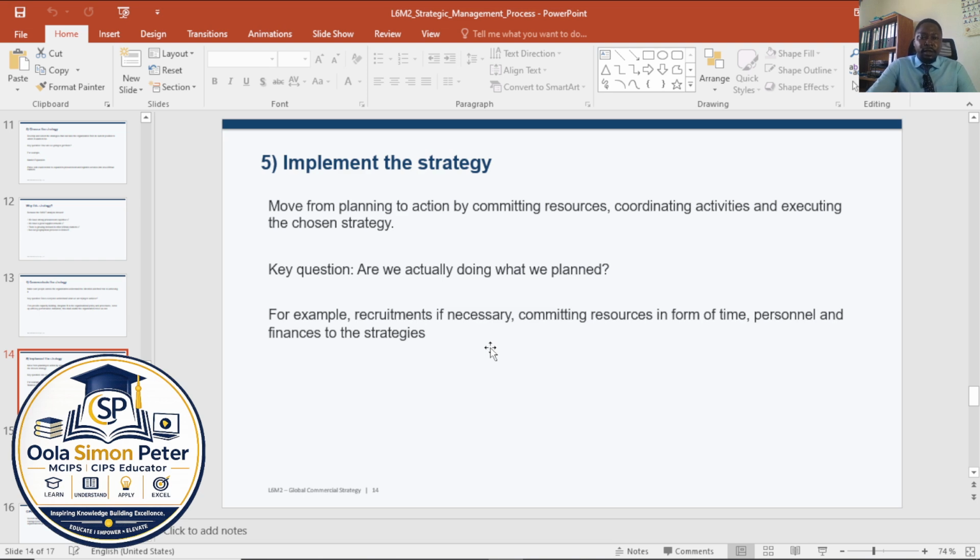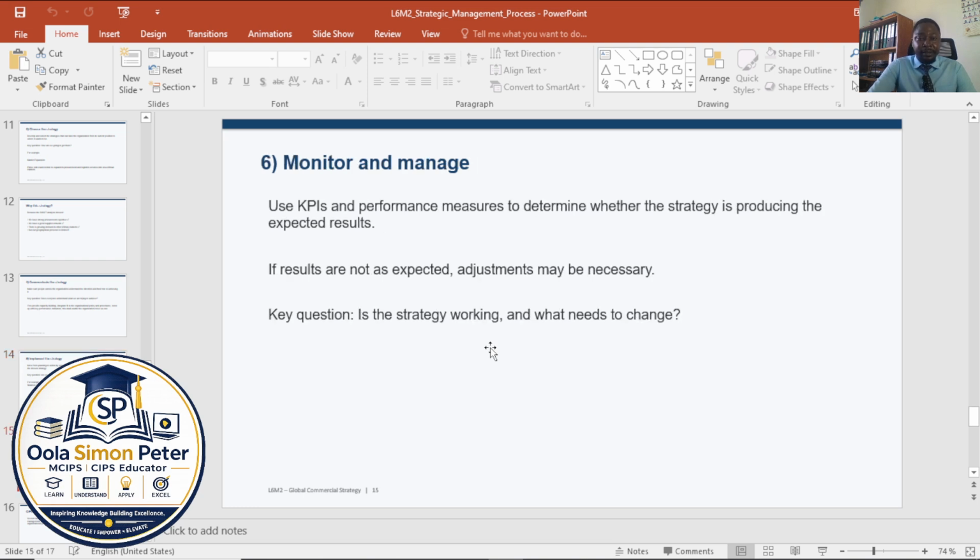We are going to move from just communication to now applying our strategy and putting it into action. Now, implementation involves many things, but among others, committing resources and coordinating and executing these activities. And the key question would be, are we actually doing what we planned? For example, you may need to recruit more staff. If necessary, you may need to commit more resources in form of time, personnel, and also finances in order to enable the strategy to be implemented.